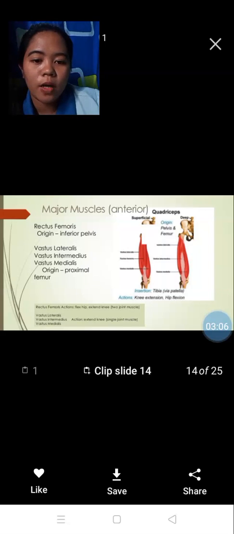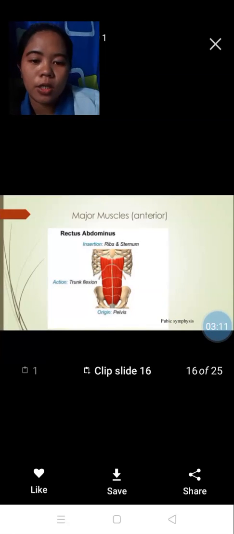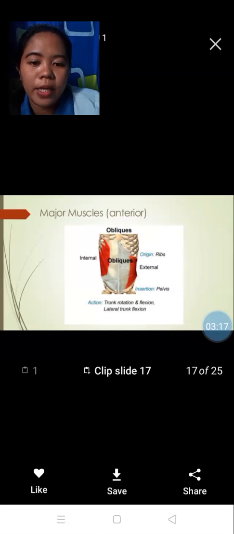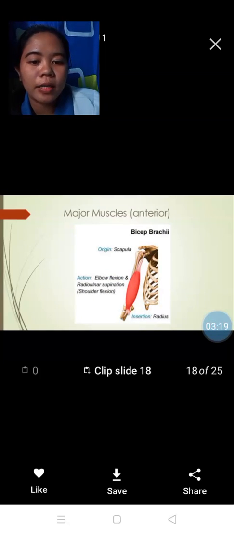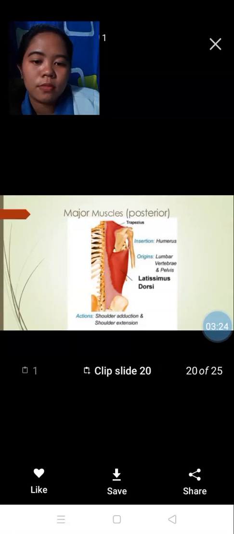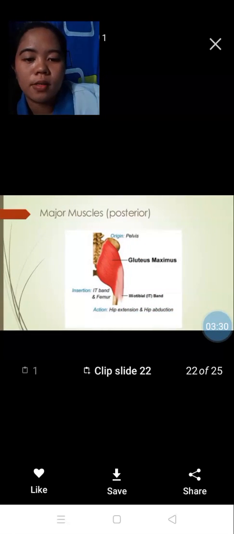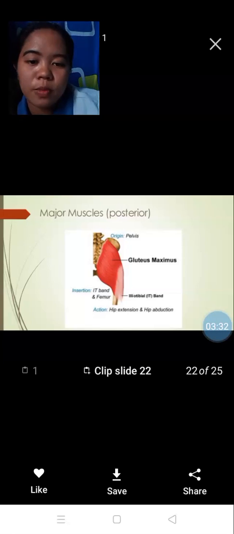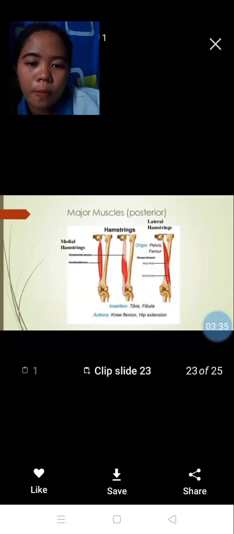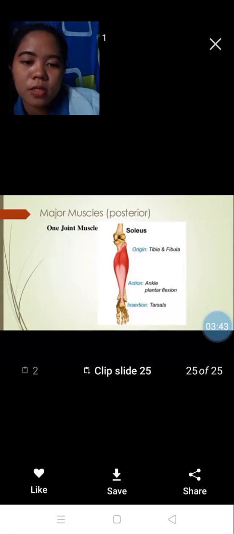The quadriceps, tibialis anterior, rectus abdominis, obliques, biceps brachii, trapezius, triceps brachii. Gluteus maximus in the posterior. The hamstring, 2 joint muscles, and 1 joint muscle of the soleus.